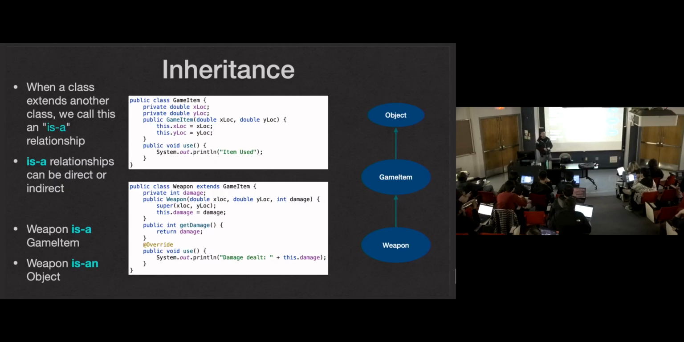It gets weird having it called object, an object of type object. No matter how many steps there are in between, it is any of its supertypes. Any and all of its supertypes is a relationship. So weapon is a game item, weapon is an object. And since everything extends object eventually, either directly or indirectly, every single object in Java is of type object.